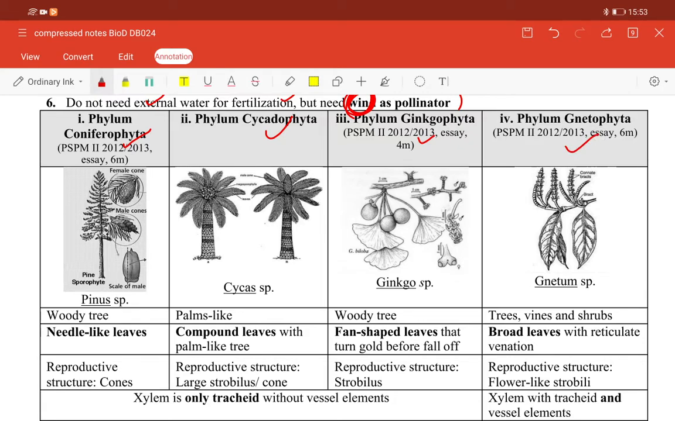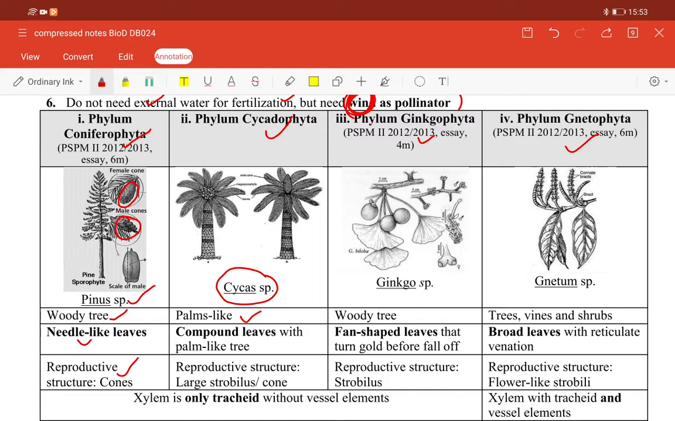So, untuk phylum Coniferophyta, ni pokok pine. Macam pokok Christmas hari tu. Pokok Christmas, which is Pinus sp. It is a woody tree and the leaves are needle-like. Kalau kamu perasan, pokok Pinus tu, dia punya daunnya adalah needle-like and the reproductive structure are called cones. Ni cone ni lah, female cone. Ini male cones.